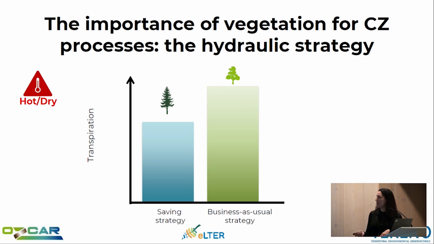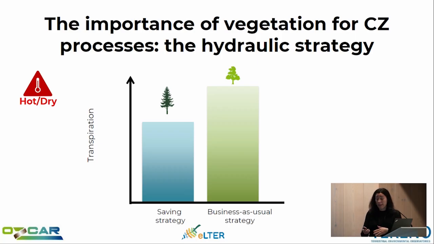The first one, the saving strategy, means that when the tree is under a heat wave or drought stress, what they do is close the stomata. Like this, they are saving water. They are preventing water loss from evapotranspiration, or from transpiration, but they are also preventing uptaking carbon. So they also reduce their growth.